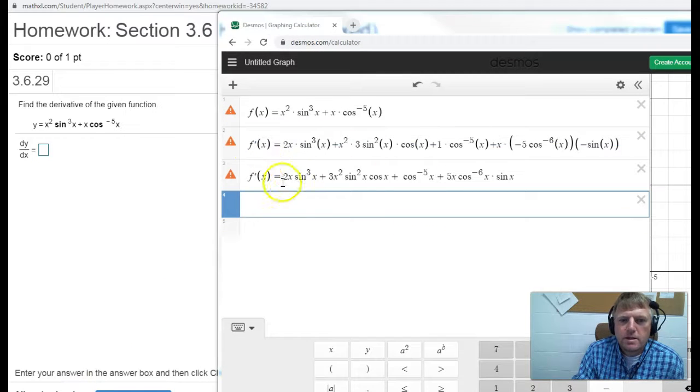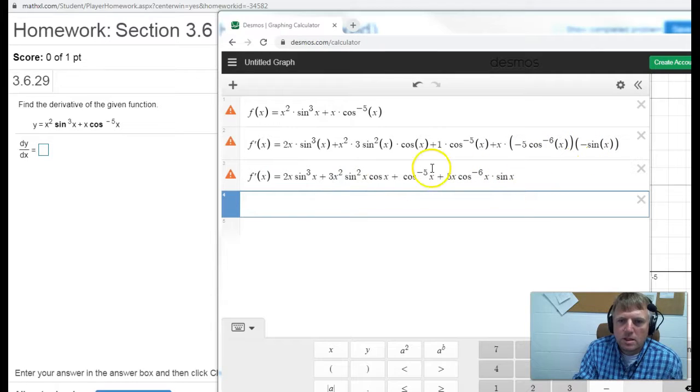All right, so there is our cleaned up derivative. I've got this guy right here. I just took out the multiplication dot. X squared times 3, I just put the 3 out in front of the x squared. Again, just cleaning up. Took out the multiplication dot again. 1 times cosine of the negative fifth, I just wrote that as cosine of the negative fifth. And then notice this was a plus. That was a negative times a negative. That just became a positive. 5x cosine of the negative sixth times the sine.